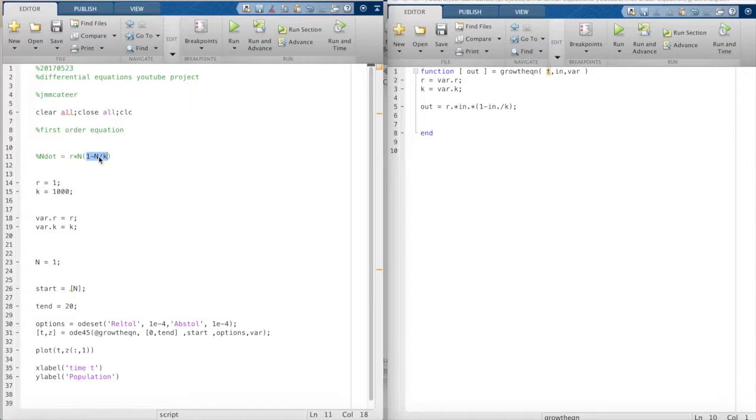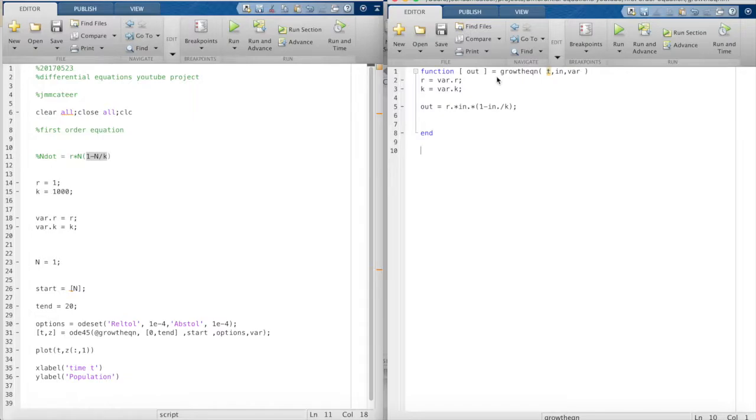This is like, for instance, a bacterial population, when there is a certain amount of food in the environment, and k is the carrying capacity, and the population will tend to that. So here are the variables which we're going to use in this differential equation.